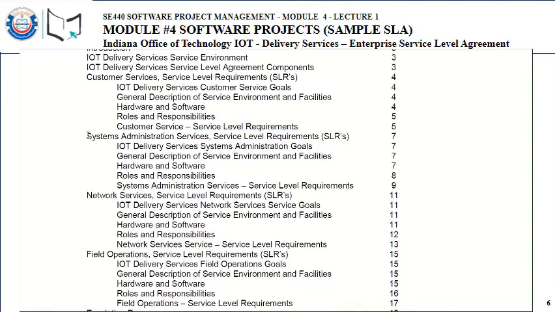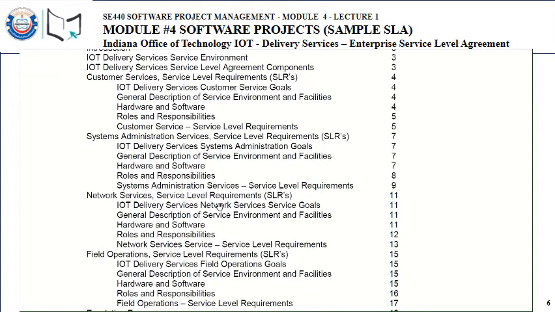Same thing with the system administration services. They start with the systems administration goals, and then the service environment and facilities for the system administration. And then what they need to have in the hardware and software from the systems administration services perspective, and then the roles and responsibilities that involve systems administration and services, and then they wrap up the service level requirements for the system administration.